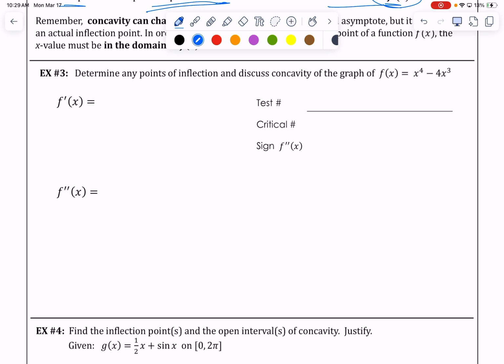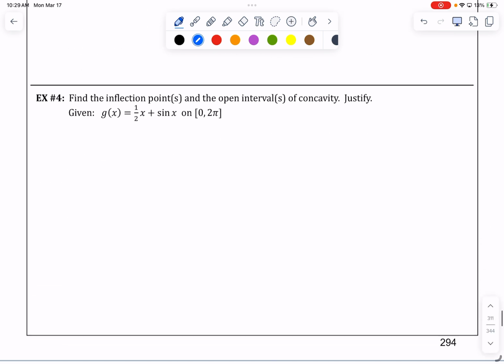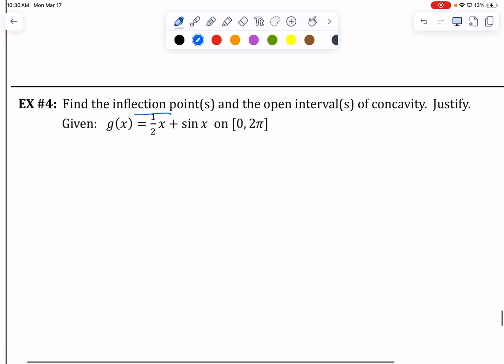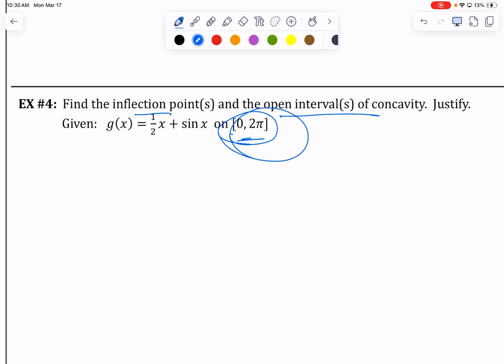We've already discussed concavity and POIs, so I'm going to skip that. I would like to do a trig one, though, because we have not done many trig ones. So find inflection points and open intervals of concavity from 0 to 2 pi. The nice thing is you get to restrict your interval for your sign analysis. You do not need to go from negative infinity to infinity. The domain for trig functions is usually already restricted for you. Sine is continuous everywhere, but they've already restricted it, so when you look for critical values, they better be between 0 and 2 pi.